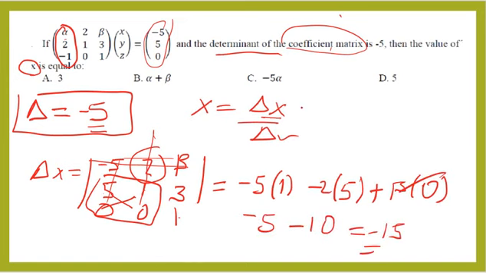Therefore, the value of x will be delta x, which we have got as negative 15, divided by delta, which is already the determinant of the coefficient matrix, negative 5. So the answer will be 3, which is A.